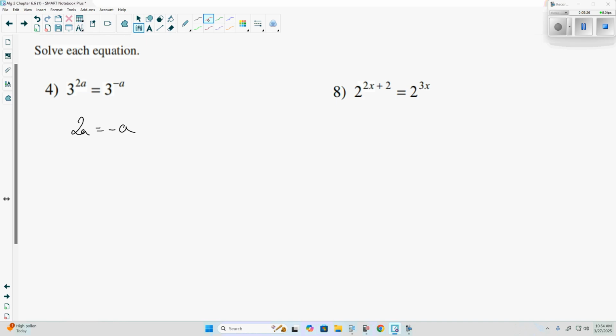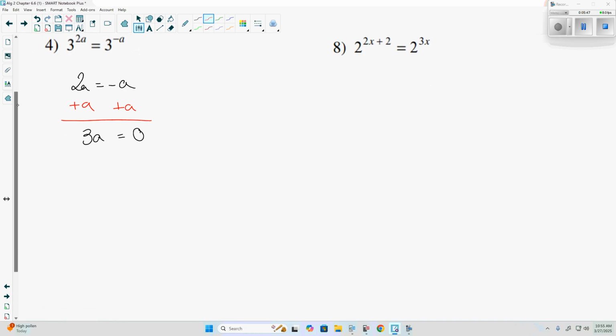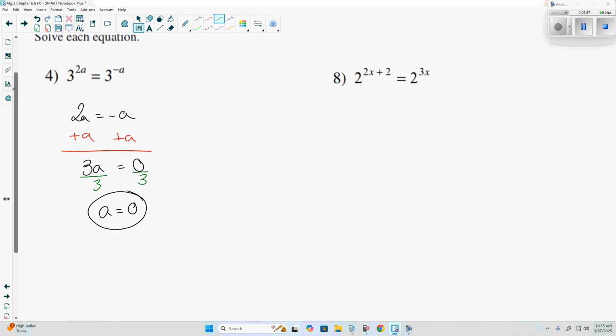What would we do first? We add a to both sides. Because negative a plus a is 0, and since there's nothing else left on the right-hand side, it goes to 0. 2a plus a is 3a. Divided by 3. 3a divided by 3 is going to be 1a. 0 divided by 3 is 0. Questions on this here?